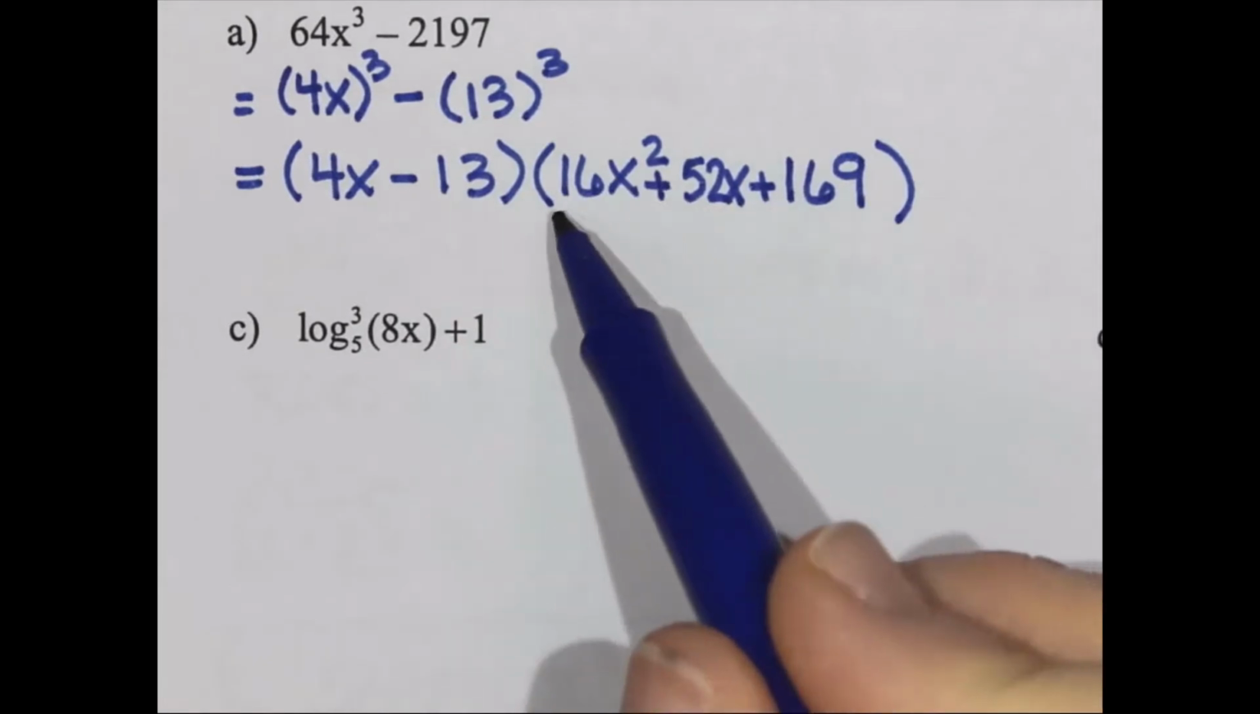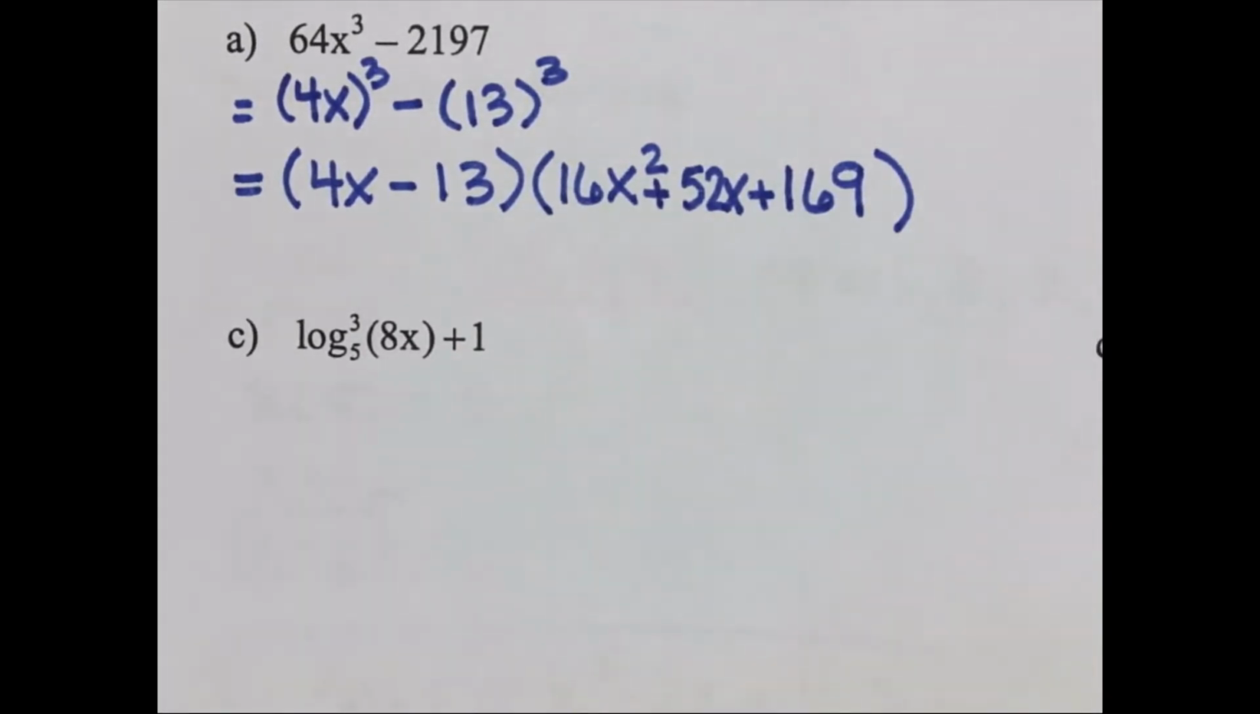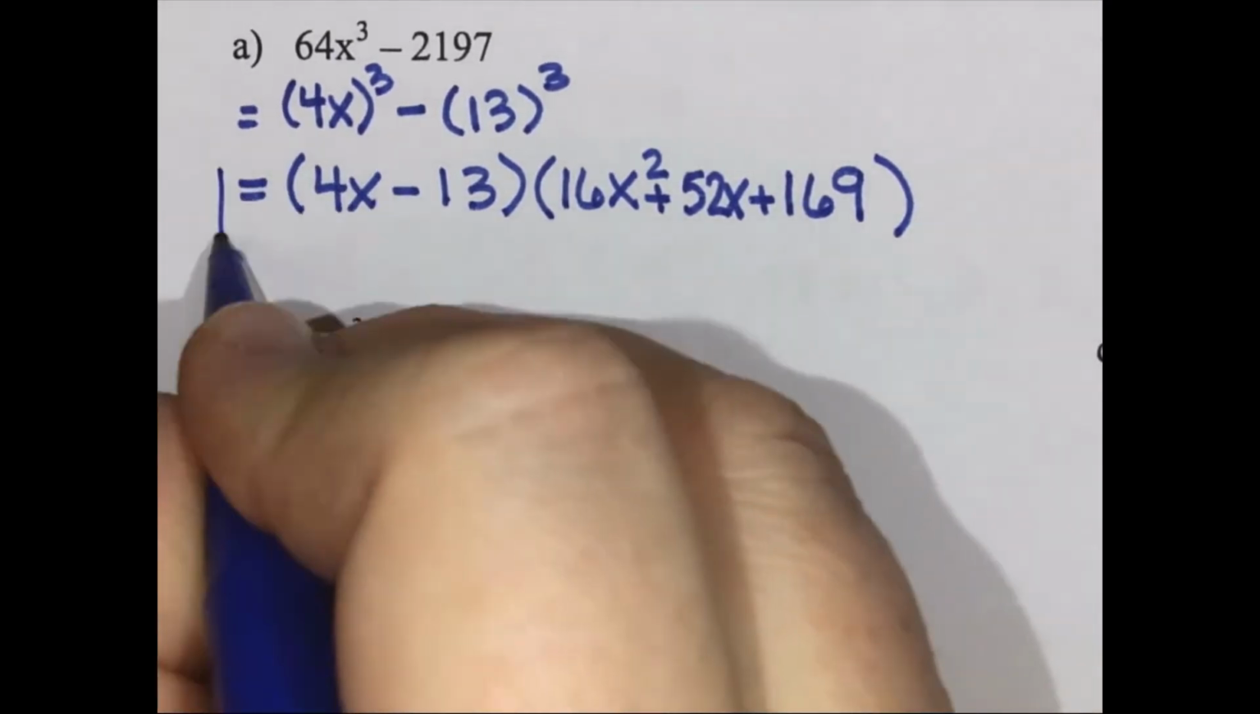Now, a little hint, this second bracket will never factor as long as this is a cube. If this is like x to the 6 or x to the 9 or some multiple of 3, it might factor again. But if it's just a regular power of 3, that is as far as we're going to be able to go, and it will not go any further.